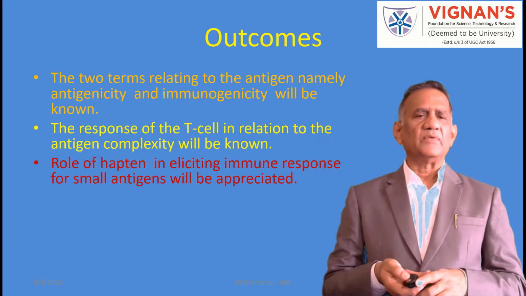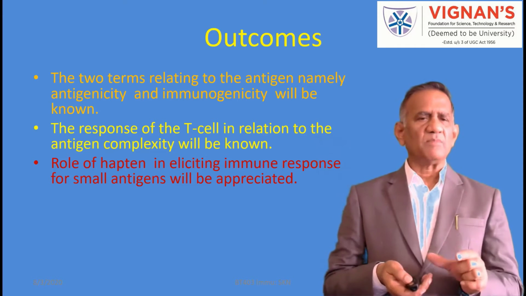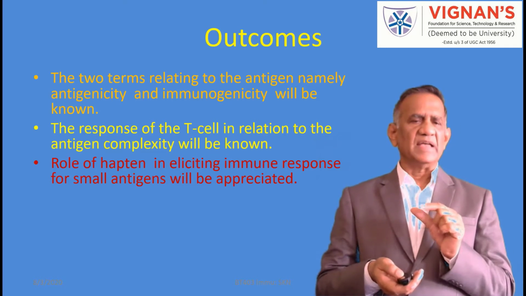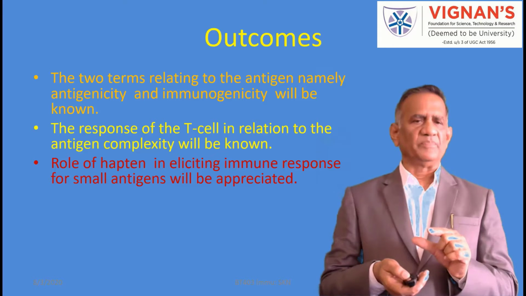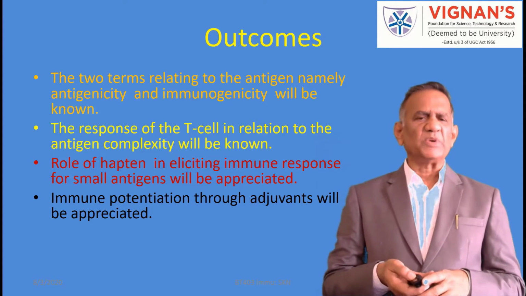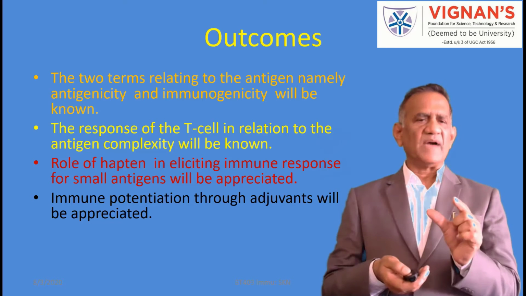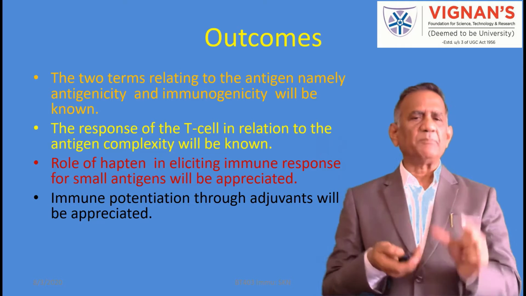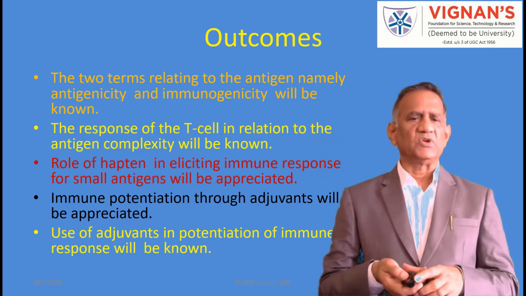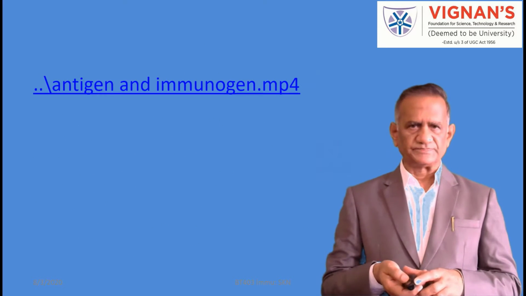Like this, the role of hapten in eliciting immune response. Haptens are small molecules. They alone cannot elicit an immune response. They require a carrier molecule, for experimental purposes. That's what we are showing here. Immune potentiation through adjuvants will be appreciated. Whenever we take a vaccine, it is coupled with adjuvants in order to improve immune potentiation. So the use of adjuvants in potentiation of immune response will be known.